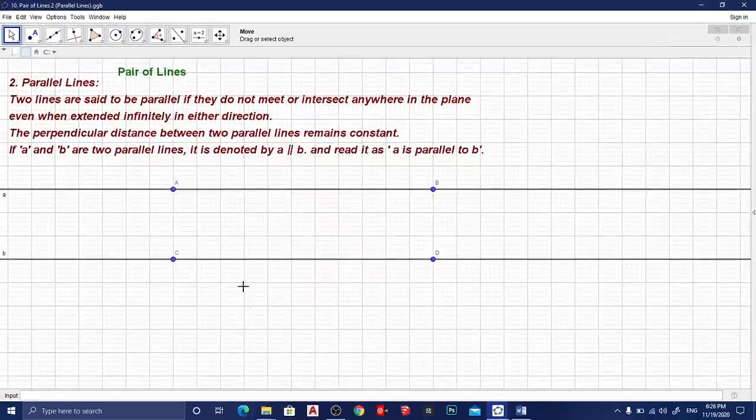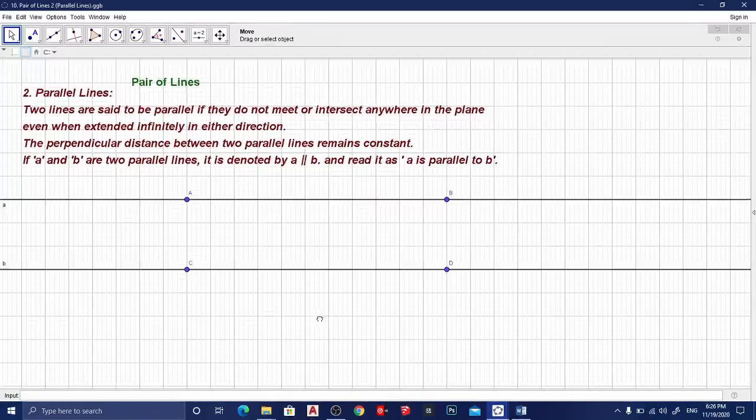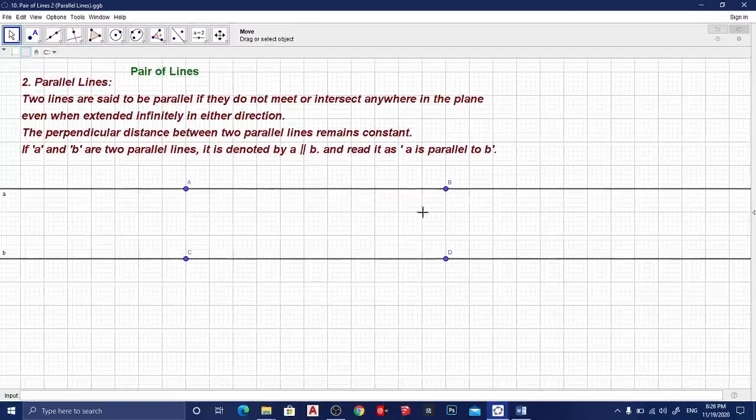Next type of pair of lines, the second one, is parallel lines. Two lines are said to be parallel if they do not meet or intersect anywhere in the plane. This graph sheet itself is a plane here. In this plane, if you observe these two lines, they will not meet or intersect anywhere, even when extended infinitely in either direction.